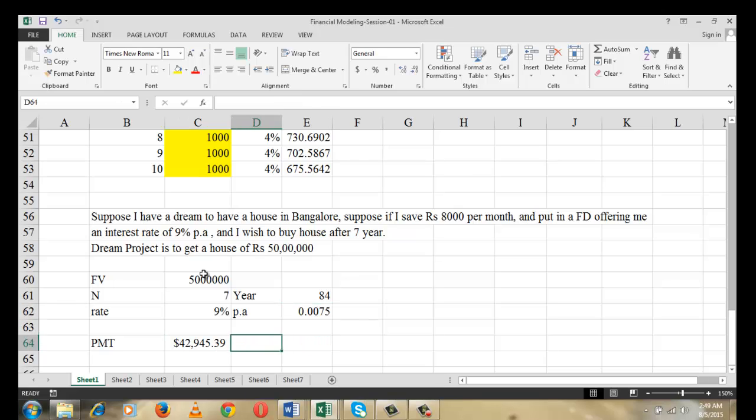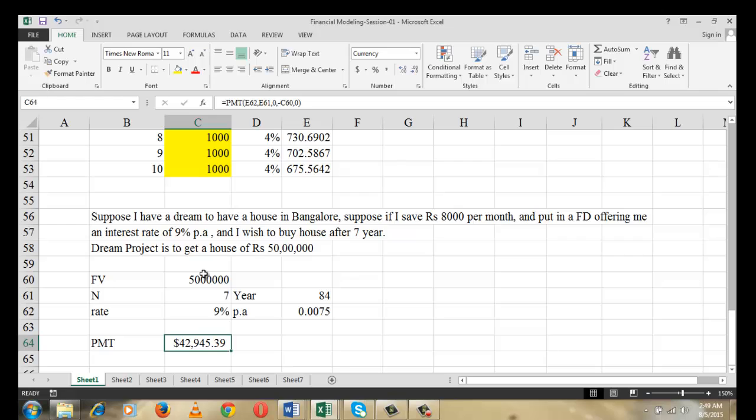If you look at the PMT formula, here in this case every month you have to deposit 42,945 rupees in a bank, only then can you get your dream house of 50 lakh rupees after 7 years. So how much money should you deposit in a bank? Instead of depositing 8,000 rupees per month, better stop dreaming of a house of 50 lakh rupees, or start increasing the corpus amount.